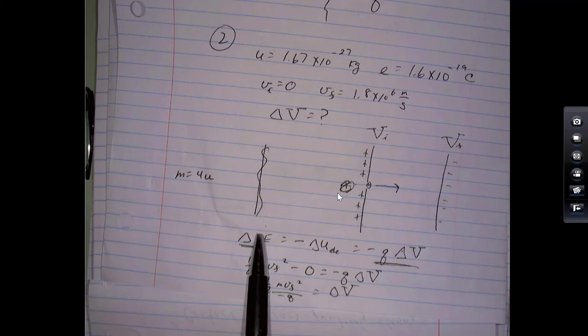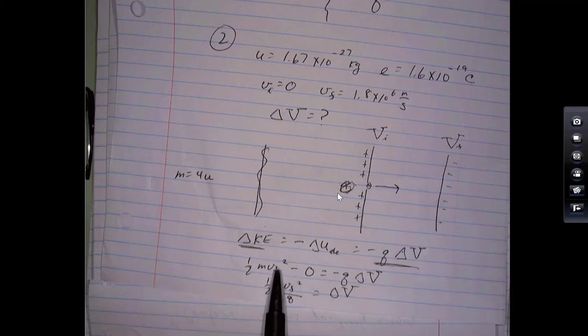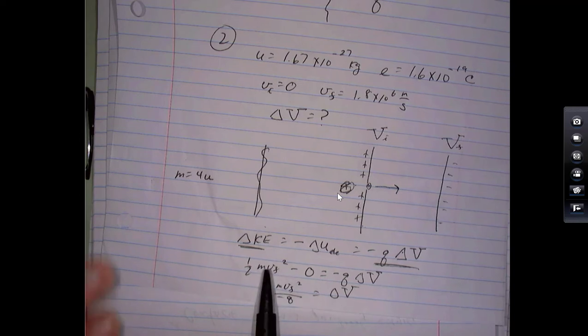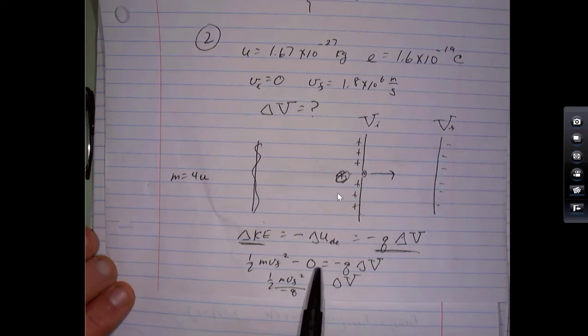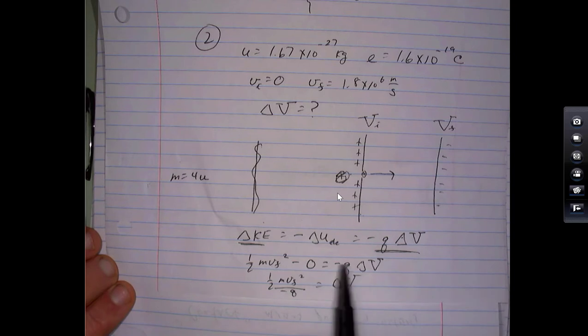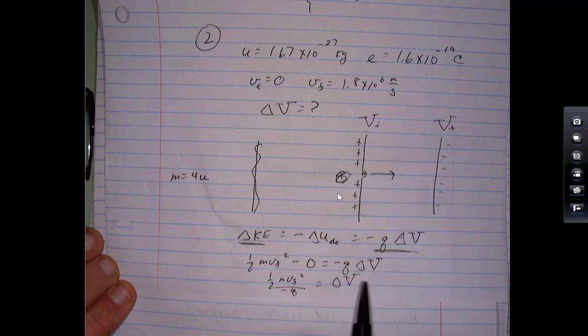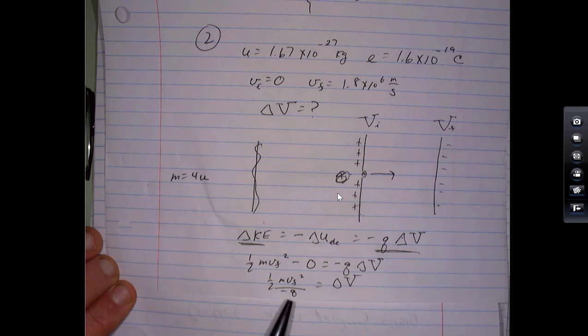Okay, so the change in kinetic energy is 1/2 mv final squared. This is the velocity here, squared. That's what kinetic energy is. Minus 0, because we're starting from rest, equal to minus q times delta V. So divide both sides by minus Q then to get delta V. And you see that it actually will come out to be negative then.